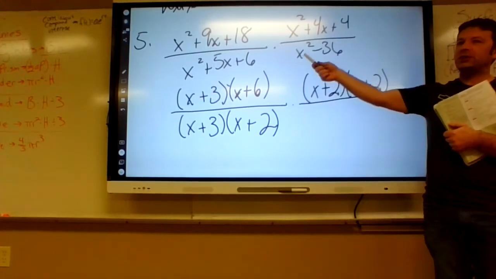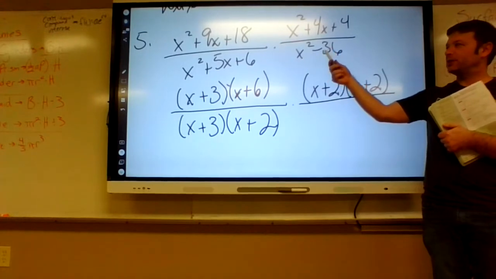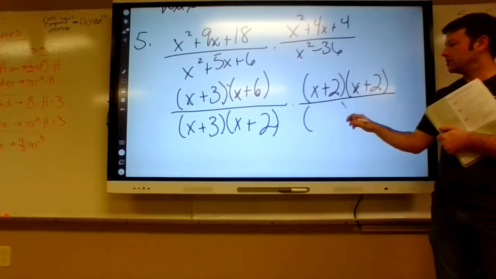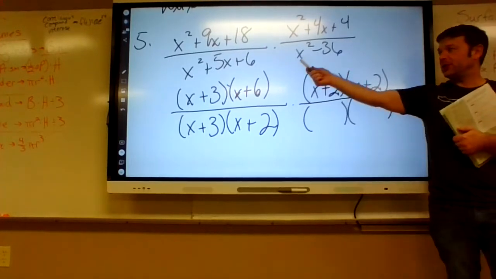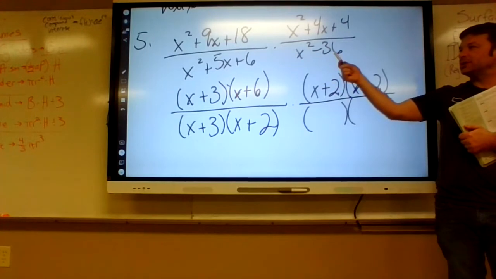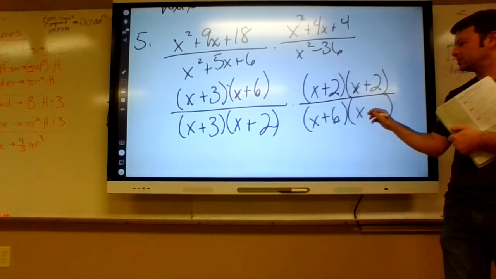Okay, and what was this thing called? Square minus square, difference of squares, the book might call it. So you take the square root. What's the square root of x squared? X. What's the square root of 36? 6. You do x plus 6, x minus 6, one of each.